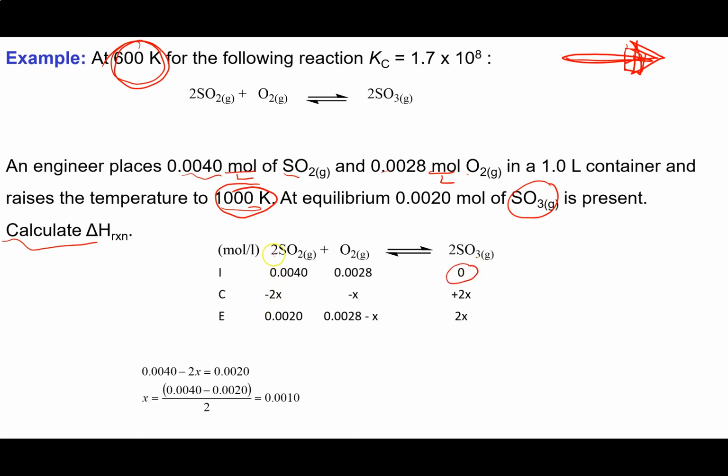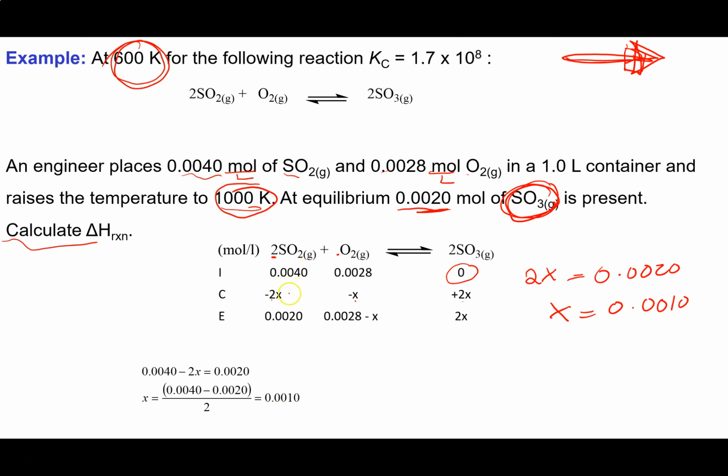This is going to decrease in concentration by 2x. This will decrease in concentration by 1x. And this will increase in concentration by 2x. So at equilibrium, what we know it says is that 0.02 moles of SO3 is present. So what that tells you is that 2x is equal to 0.020. So therefore x is equal to 0.010. So I've kind of did the math for that down here.